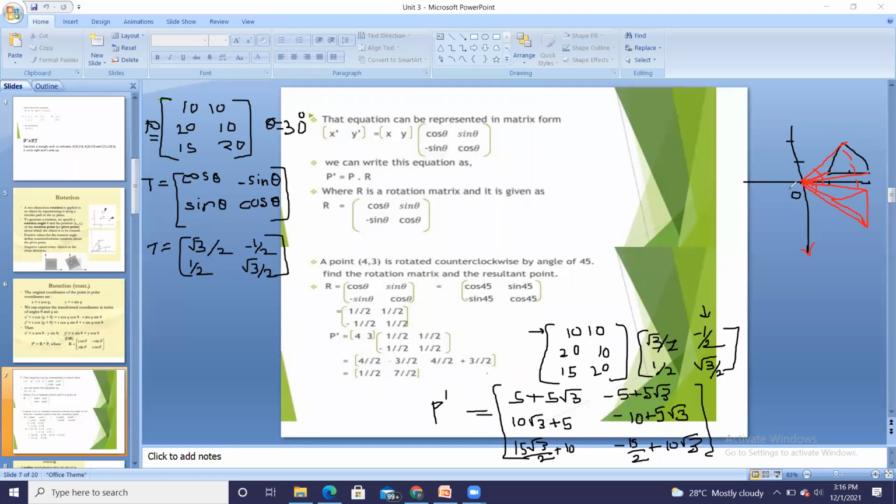Getting it? Yes, ma'am. Is there anyone who has not understood what is done in this multiplication? What is done in this rotation problem? Hello, ma'am. Yes. Ma'am, in that figure, which angle is 30? Okay.